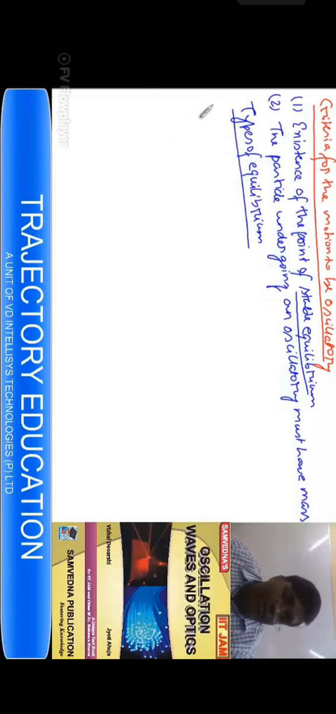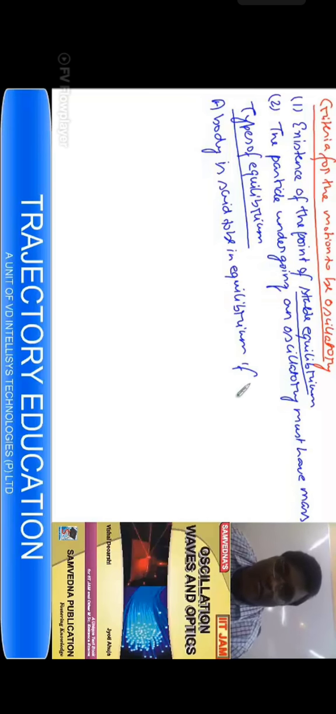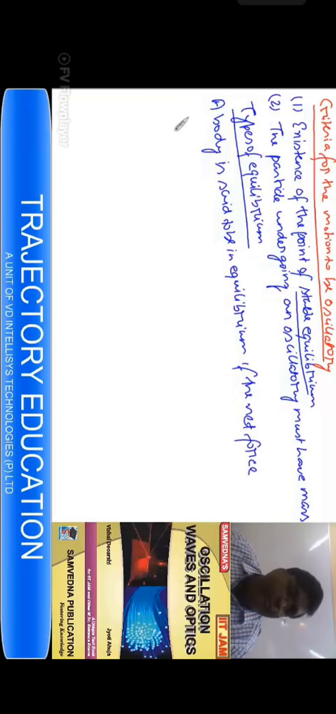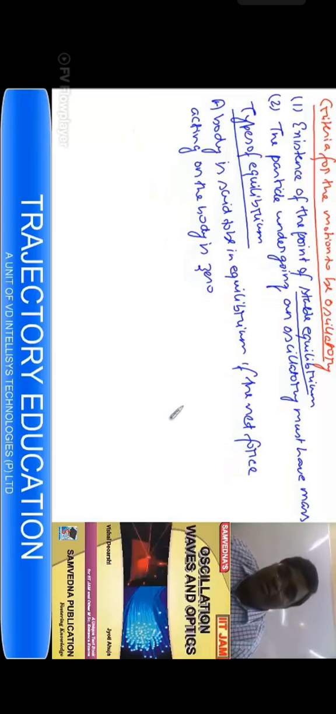See, first of all, what is equilibrium? A body is said to be in equilibrium if the net force acting on the body is zero. The net force acting on the body is zero. We say it is in equilibrium.